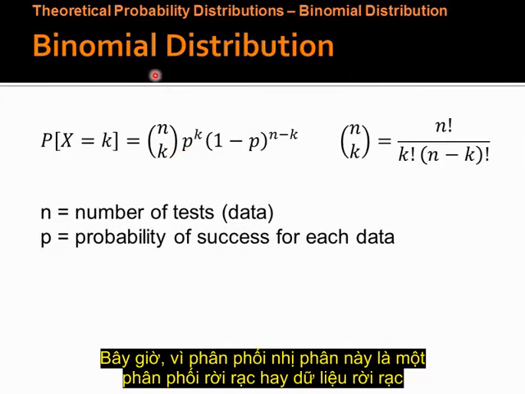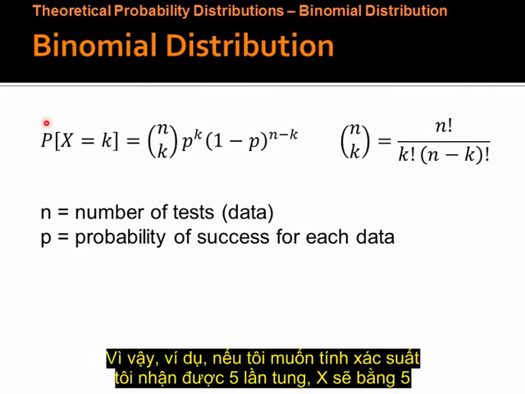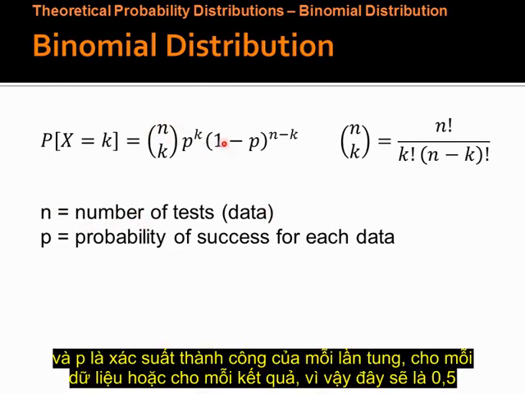Now, given that this binomial distribution is a discrete distribution or discrete data, we can actually calculate the exact probability value for an exact outcome. So for example, if I wanted to calculate what is the probability of me getting 5 hits, x equals 5, given that I had 10 trials, n equals 10, n equals number of test data, and p, if this is a fair coin, probability of success for each outcome, so this would be 0.5 over here.